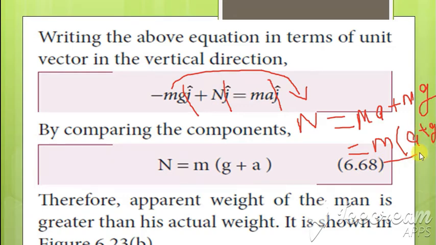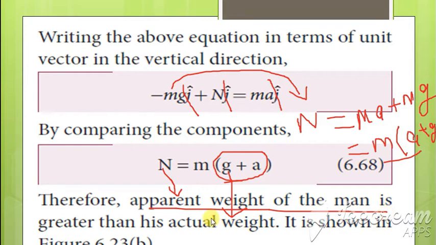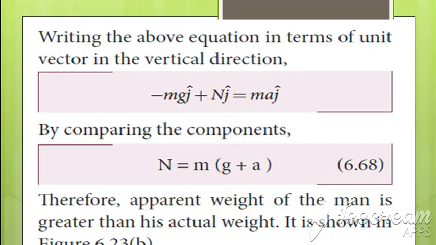This a plus g can also be written as g plus a. Right? So here, what is the apparent weight? It is N. N is the apparent weight. So the apparent weight is equal to m into g plus a. So it is greater than the actual weight. The apparent weight of the man is greater than the actual weight. So this is the third case. In the first two cases we saw that apparent weight and actual weight are equal. Here apparent weight is greater than the actual weight.